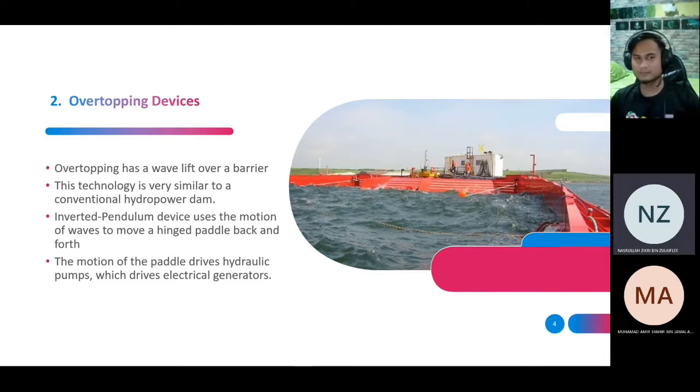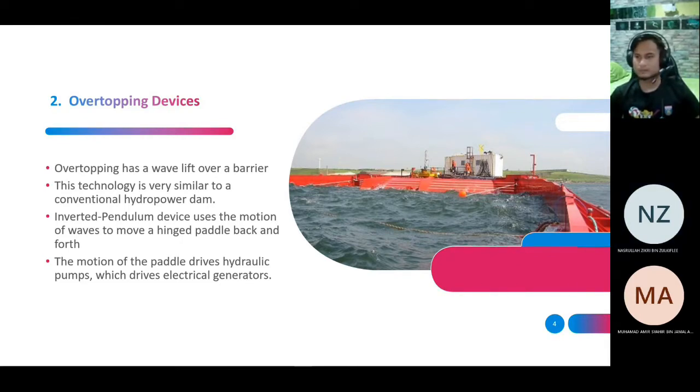So the second way is the overtopping device. The overtopping device has a wave lift over a barrier which fills a reservoir with water, and is then drained through a hydro turbine. This technology is very similar to a conventional hydropower dam. The inverted pendulum device uses the motion of the waves to move the paddle back and forth. The motion of the paddle drives a hydraulic pump which drives an electrical generator.